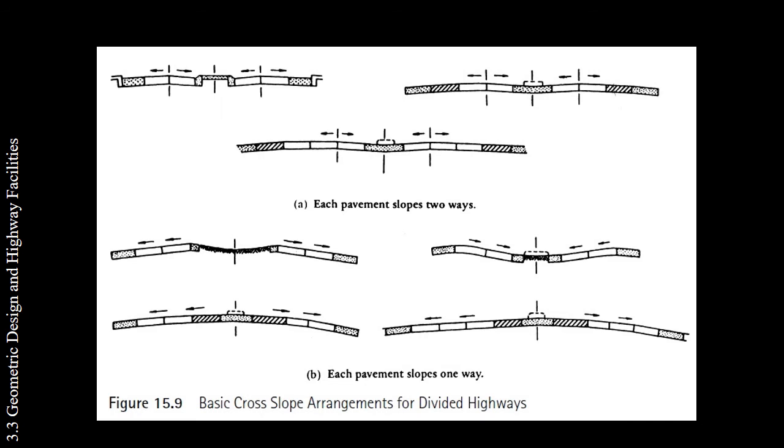Basic cross-slope arrangements for divided highways. Letter A, each pavement slopes two ways. Letter B, each pavement slopes one way. So it is clearly stated in the figure.